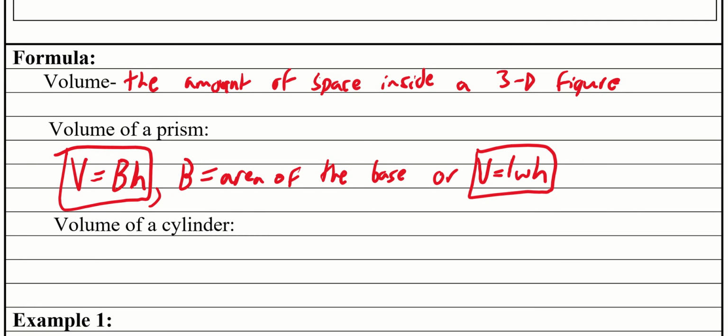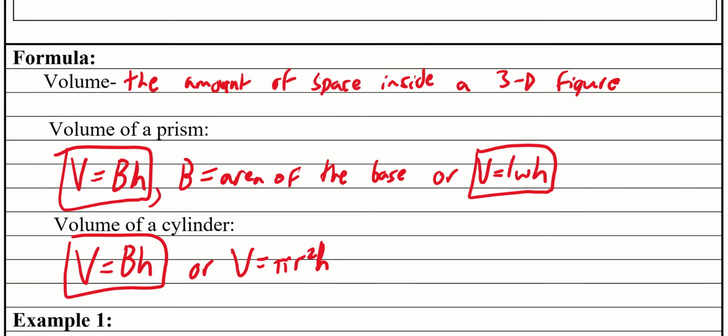Next one here, volume of a cylinder. The volume of a cylinder is going to be the exact same thing. A cylinder would be like a soda can or a water bottle. So the volume of that is also going to be the area of the base times the height. Again, capital B, not small b, meaning the area of the base. Since it's a cylinder and the base is a circle, we could take the formula for the area of a circle, so it could be pi r squared times the height here. This would be the volume of a cylinder.